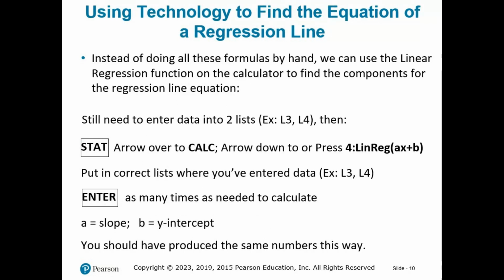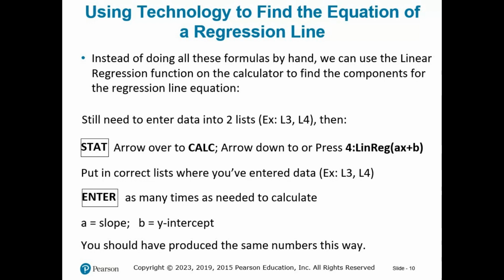Enter the data into the two lists, then press the Stat button, arrow over to Calc, arrow down to or press the linear regression ax plus b selection. Put the correct lists in for your data, L1, L2, or L3, L4, however you have them entered. Then press Enter as many times as needed to calculate. A will be your slope, and B will be your y-intercept. Wasn't that much easier?